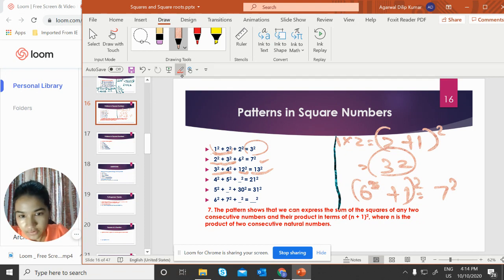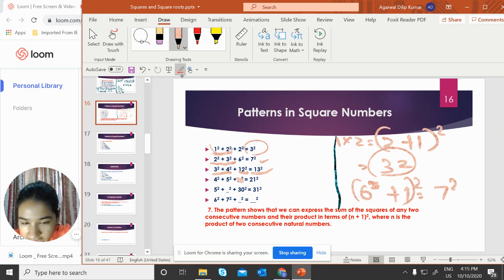It's saying like that. So, for the squares of any two consecutive numbers, if we add their product, the result will be n plus 1 square, where n is the product of the two numbers, plus 1. Simple. We'll solve a few sums and you'll understand it better. 4 into 5. First, we have to multiply. 4 fives are 20. So here it will be 20 square plus 21 square.